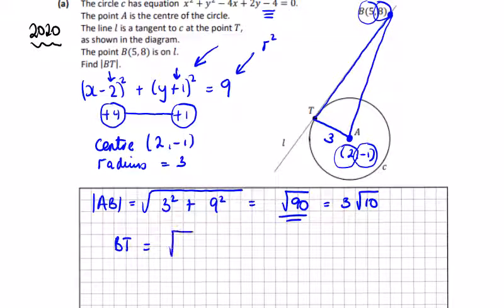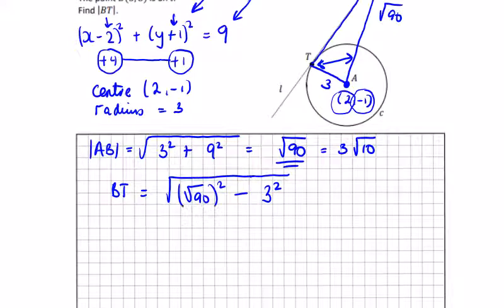Using Pythagoras. Here's my right angle, so my hypotenuse, just be careful which one, is the square root of 90. So this is a takeaway, the square root of 90 to be squared, which is obviously 90. Take away the radius to be squared, which was 3 squared. So we're going to have 90 minus 9, so the square root of 81. This works out nice and evenly, so it's equal to 9 units, BT.